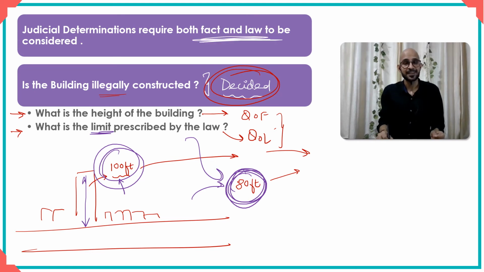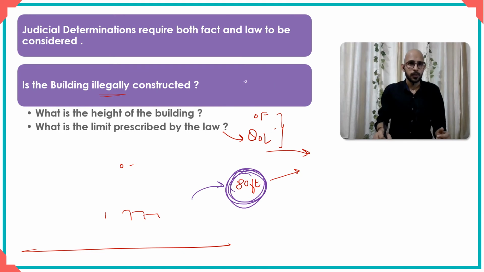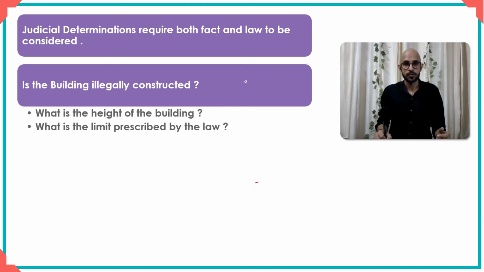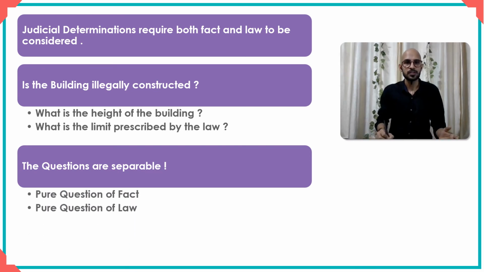That both the fact and the law require to be considered, right? So we've understood that the two questions have to be seen, but these two are separable. That's the point that we saw a little while ago, that these two questions can be separated. It is possible for you to see what is the height of the building.